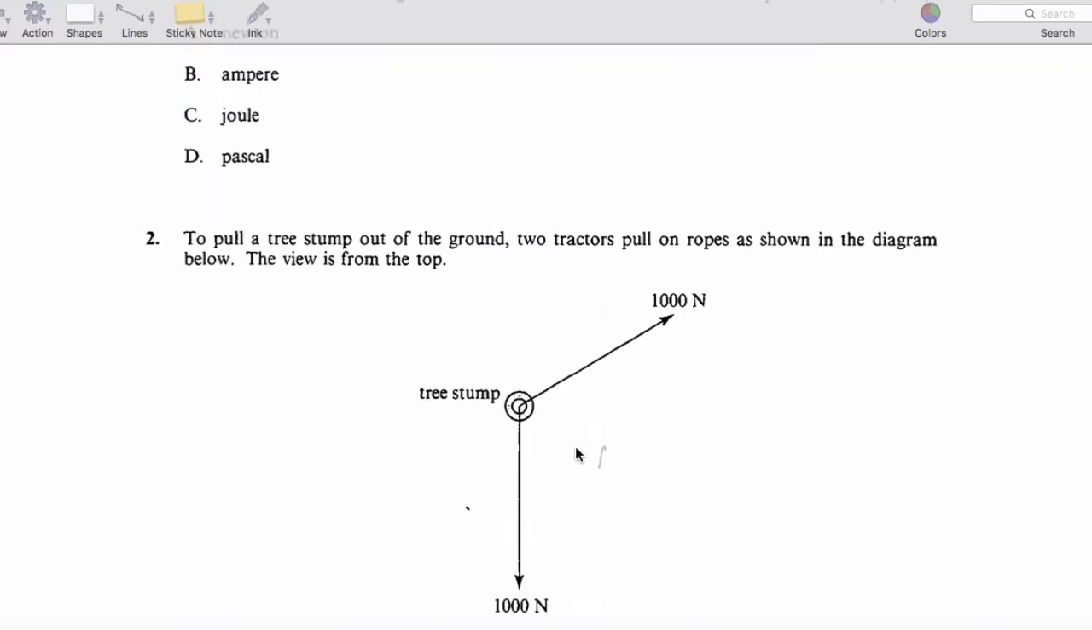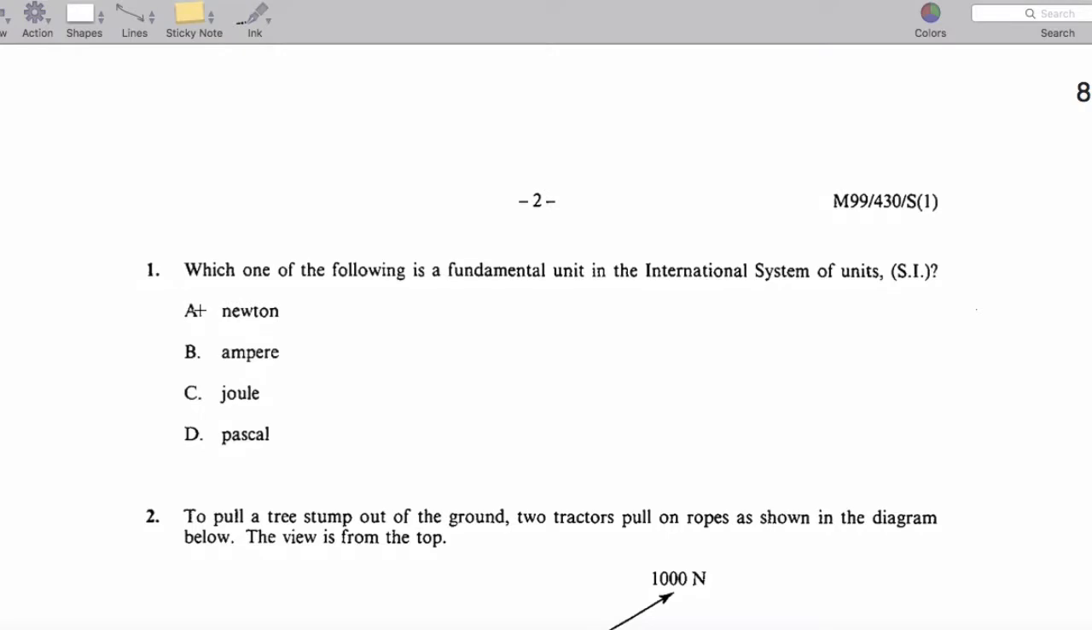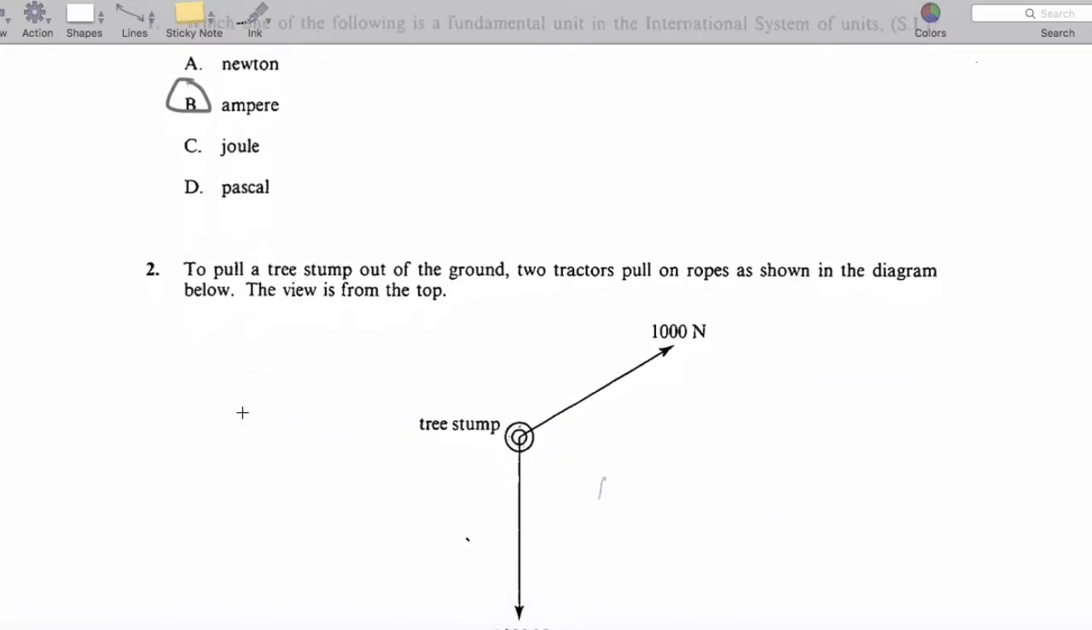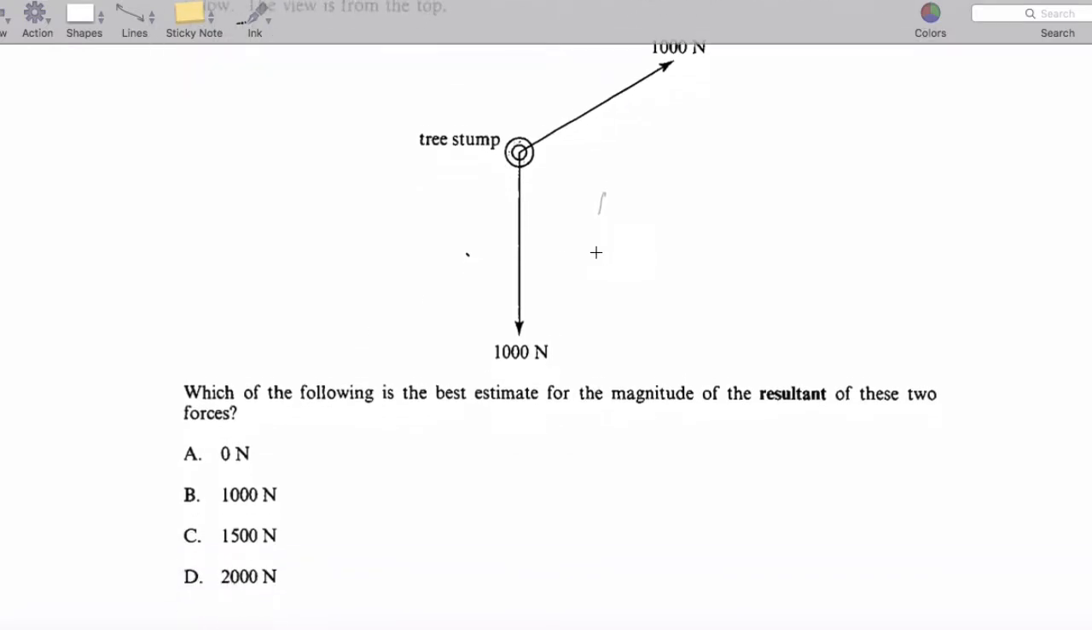All right, let's go ahead and take a look at the multiple choice part here, the paper 1 problems. So which of the following is a fundamental unit in the system in SI? Amperes. Memorize.